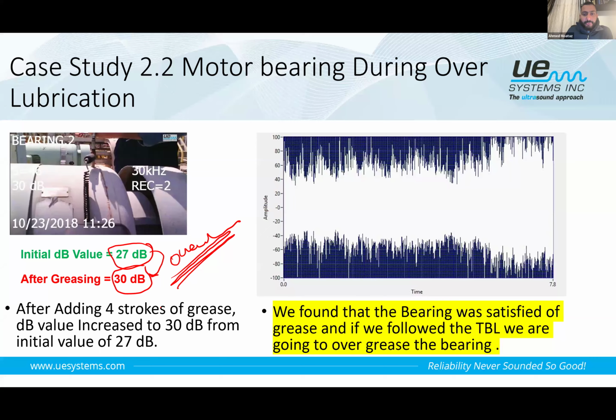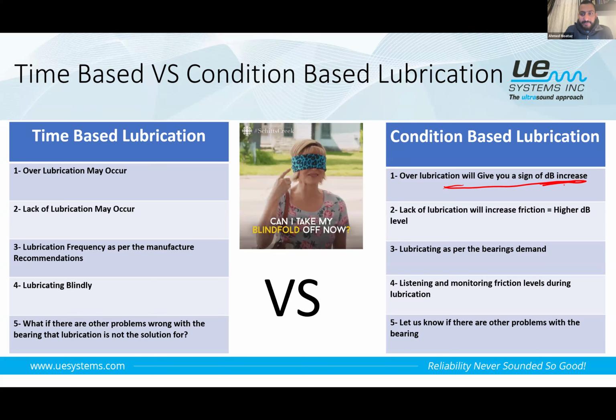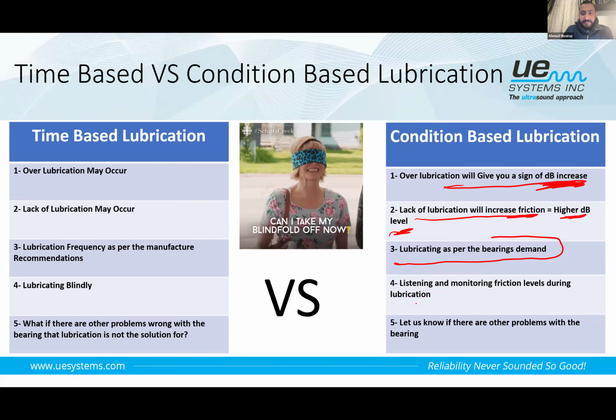So the ultrasound will not only help you add the right amount, it also will help you avoid over greasing and over lubrication related problems. Over lubrication will give you a sign of dB increase during lubricating the bearing. Lack of lubrication will increase the friction while you are monitoring your decibel value frequently. So you will be lubricating as per the bearing demand. You will be listening and monitoring the friction levels during lubrication.